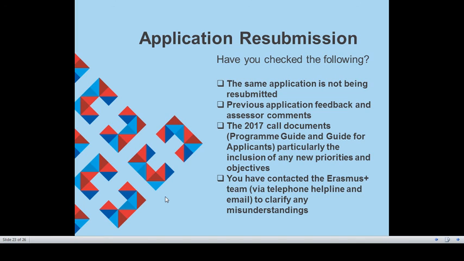For applicants who have previously been unsuccessful, we have a checklist to help support you with the resubmission of your application. Firstly, ensure you have not submitted the application form from a previous call year without making any changes. Please take on board all application feedback and assess the comments and amend your application accordingly. Another crucial check will be the 2017 core documents, particularly the 2017 Programme Guide and Guide for Applicants. The inclusion of new programme objectives and priorities should be taken into consideration when completing your application.